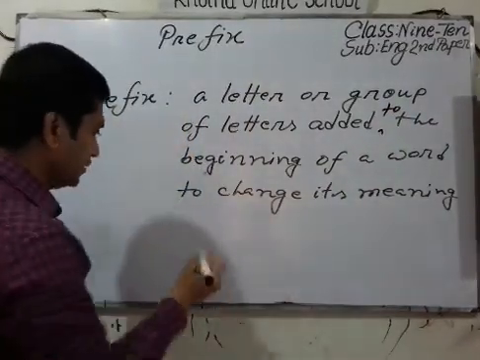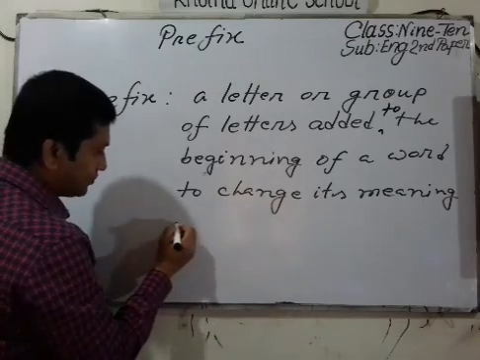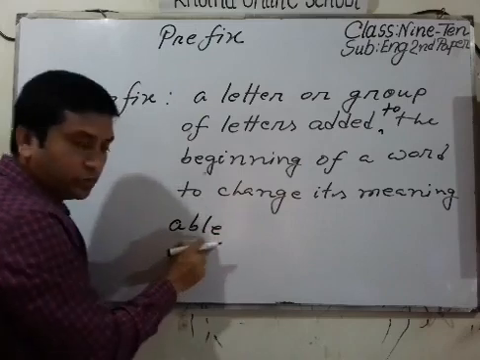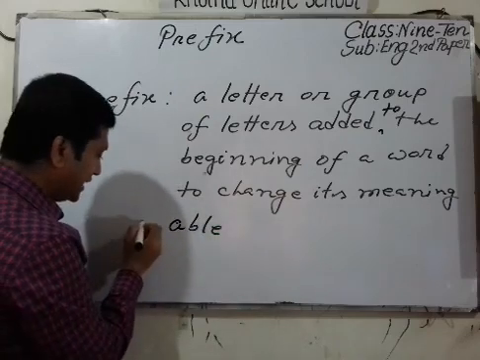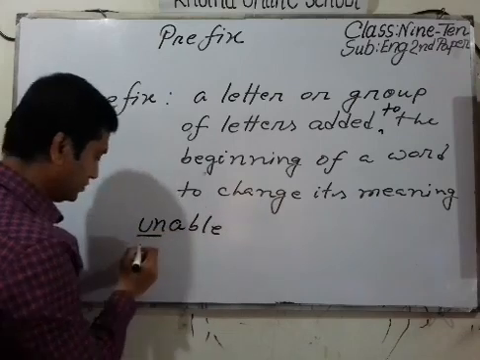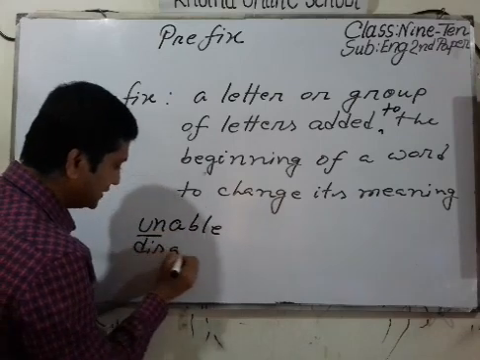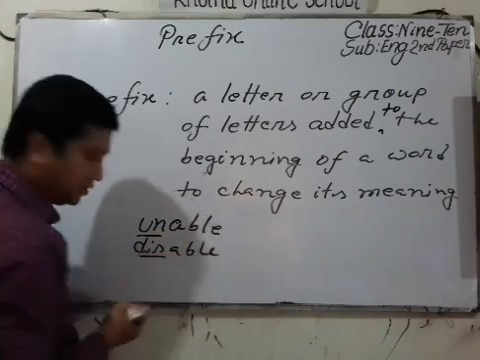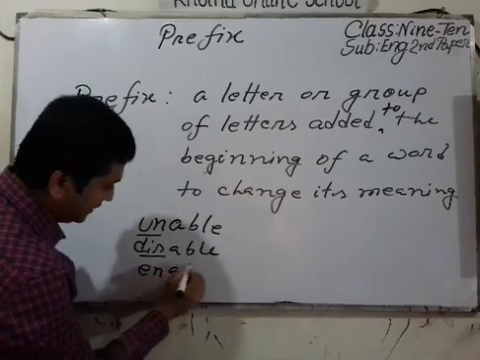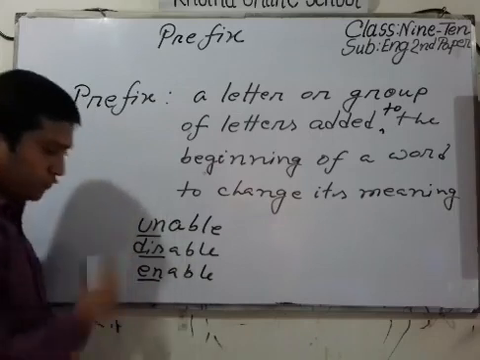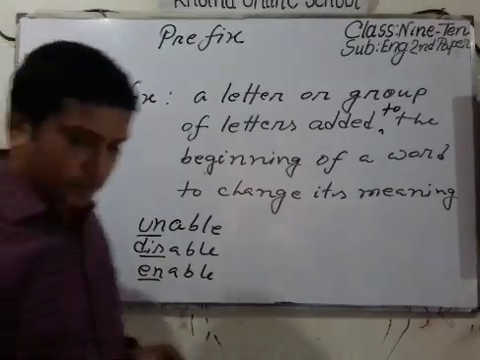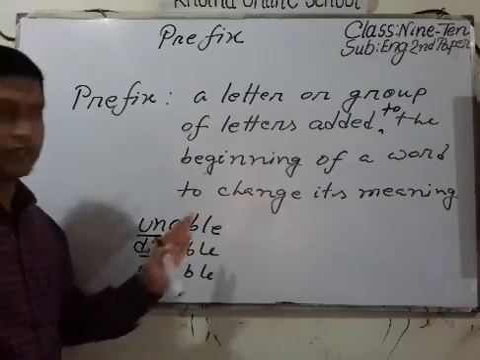For example, I can write here able. This is a word. And if I add here un, it is unable. You can write disable, or it may be unable. All of these are prefixes. Okay? So write it down quickly.